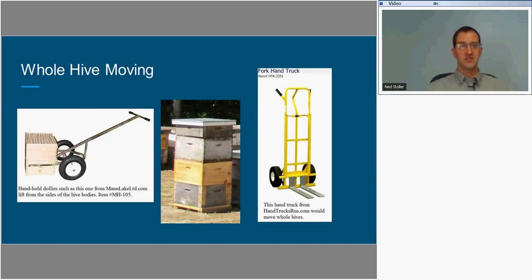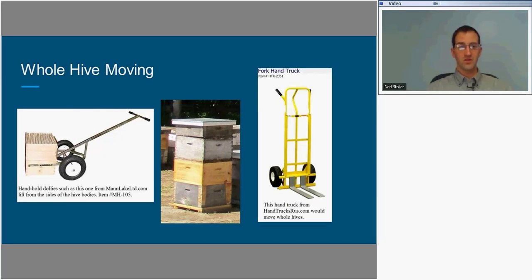The handhold dolly shown on the left comes from manlakeltd.com, and it's in the $500 range. It has clips on each side that straddle the beehive. Basically, the user pushes it in, the clips engage the handholds, tilt it back, and the whole hive can be moved without lifting the individual hive bodies, saving someone's back and their arms if they're not able to grip and lift.